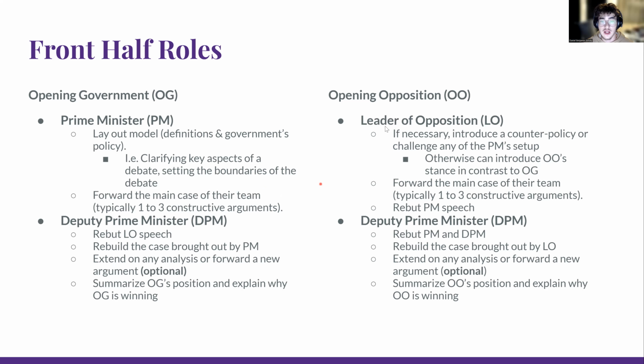Secondly, we have the leader of opposition, or the LO, in opening opposition. If necessary, you introduce a counter policy or challenge any of the prime minister's setup. If you think they did something unfair in defining the motion, like removing any reasonable arguments you thought you would have, you could challenge them. Or you could introduce a counter model or counter policy, which was also covered in the second module on motions. Otherwise, you can introduce the opening opposition stance in contrast to opening government. So how do you differ in terms of goals and so on?